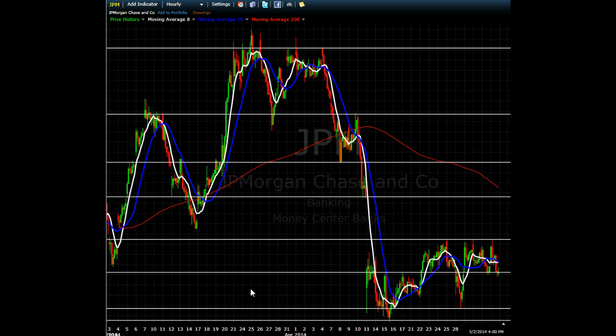So anyway, that's how I set up support and resistance. I'll go ahead and go through the rest of them. You don't need to watch that, but I just thought you would find it interesting.